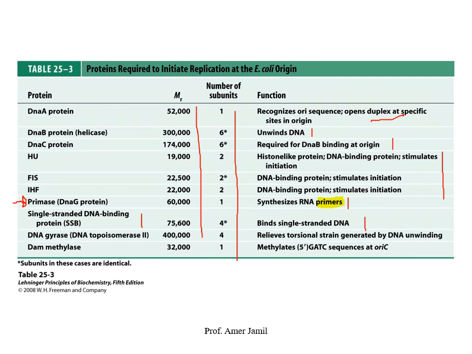So this is the function of these proteins. And then DNA gyrase is a topoisomerase 2 type of enzyme, and this protein relieves torsional strain. And this DAM methylase methylates the GATC sequences at the origin. This function will come later as well. So as you have seen, these are some of the proteins, there may be some more in fact, but these are some basic proteins which are required for initiation of DNA replication.